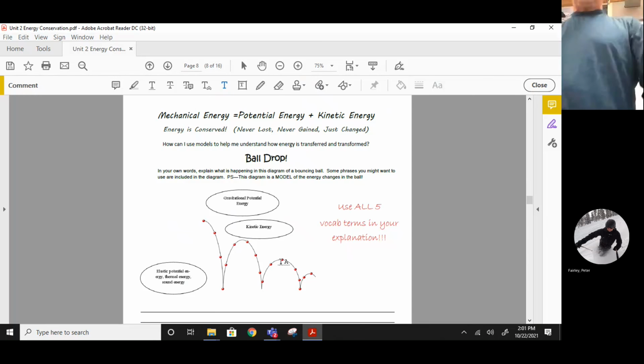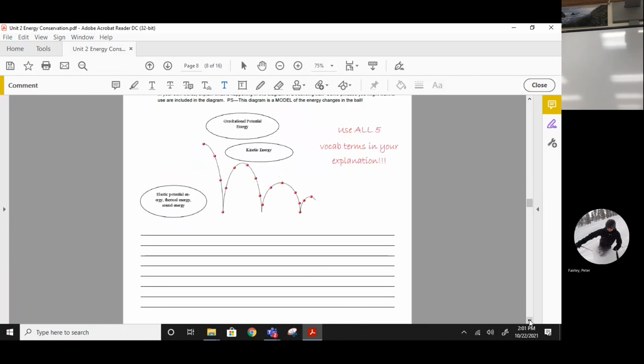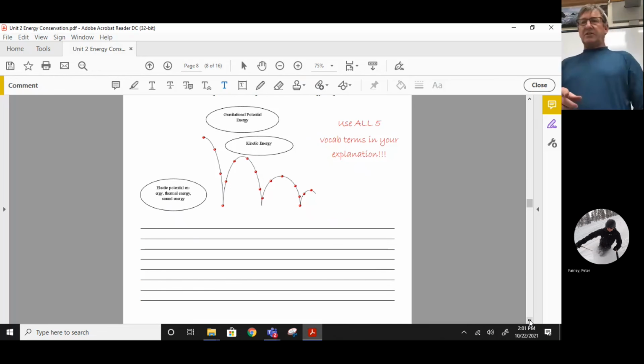So your job on this page, and this is the homework from yesterday, is to just describe this diagram in your own words. I just described it in my words. Now you describe it in your words. However, I want you to use all 5 vocabulary terms, all 5 types of energy in your explanation. You should use gravitational potential energy. You should use kinetic energy. Over here, there's 3 more: elastic potential energy, thermal energy, and sound energy.